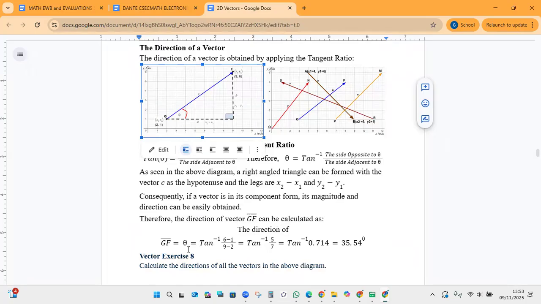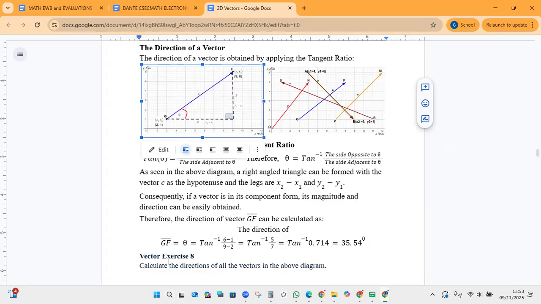So theta would be equal to tan inverse of (6 minus 1) over (9 minus 2), which can be simplified to tan inverse of 5 over 7, tan inverse of 0.714, and that will give us an angle of 35.54 degrees, and that will give us an indication of the direction of the vector GF with reference to the horizontal axis.